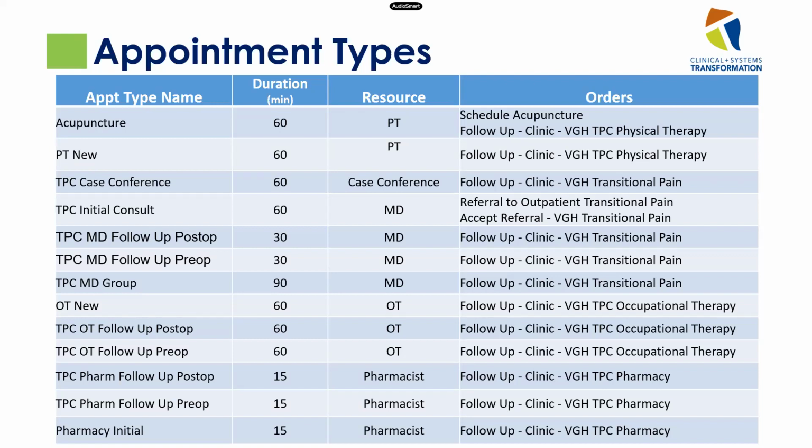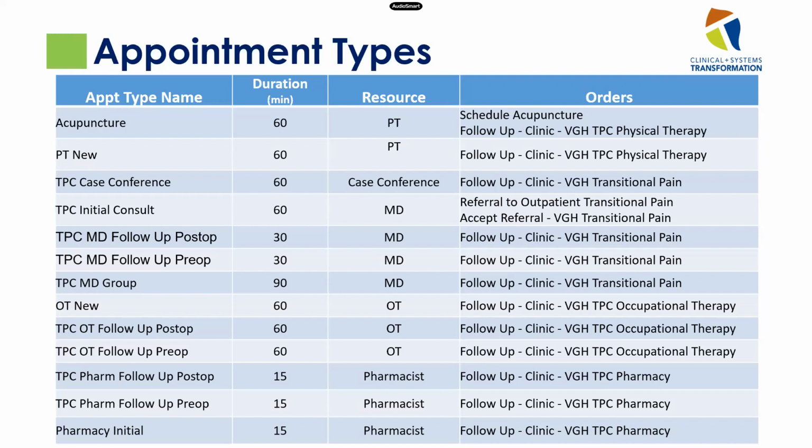I'm going to have a PT new, which is 60 minutes. And it'll be under the follow-up clinic order. We have a TPC case conference, 60 minutes. It's going to go to the case conference, and then I will show you how you'll then block anybody who is going to be participating in that. I have an initial consult at 60 minutes for the providers. It'll be tied to the referral for outpatient transitional pain and the accept referral.